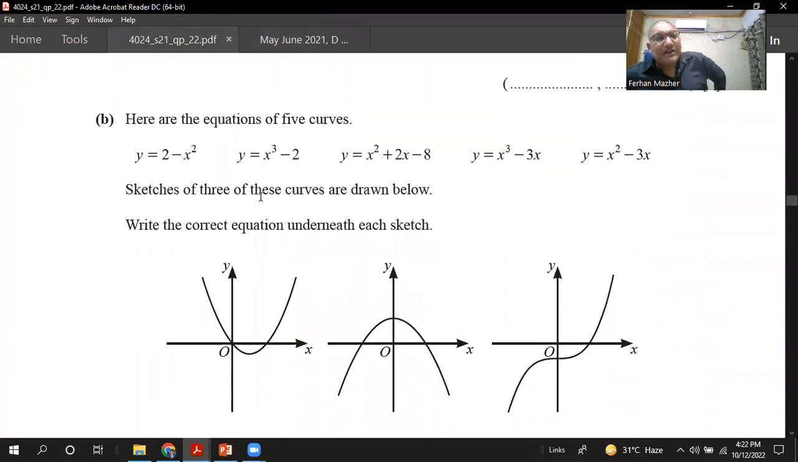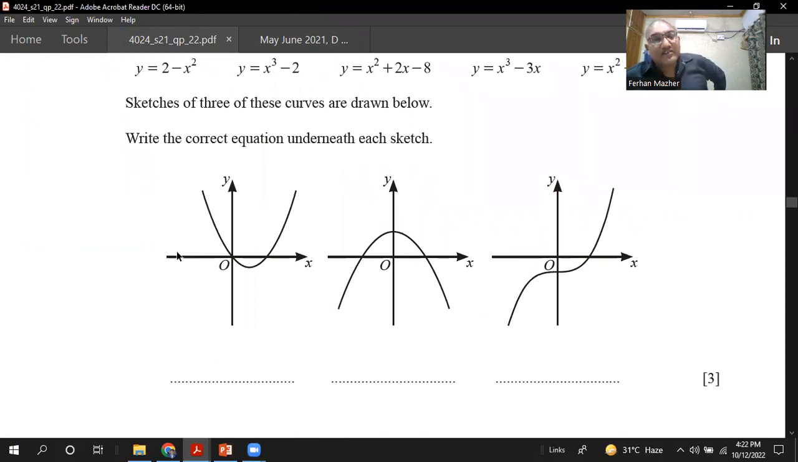It says here are the equations of the 5 curves. Y is equal to 2 minus x square. Y is equal to x cube minus 2. Y is equal to x square plus 2x minus 8. Y is equal to x cube minus 3x. Y is equal to x square minus 3x. It says sketches of 3 of these curves are drawn below. Write the correct equation underneath each one.